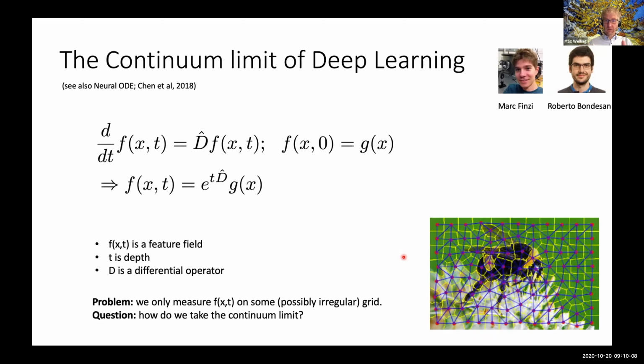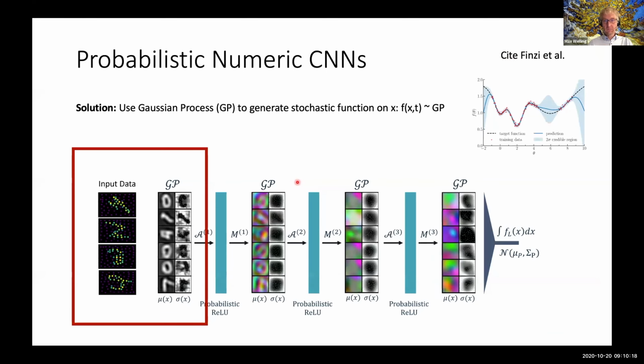So how are we going to deal with this? Because we also would need this continuous formulation if we were going to interpret a deep neural net as a PDE. So we set out to first say, well, we can turn a finite sampling of an image into a continuous function by using a Gaussian process.